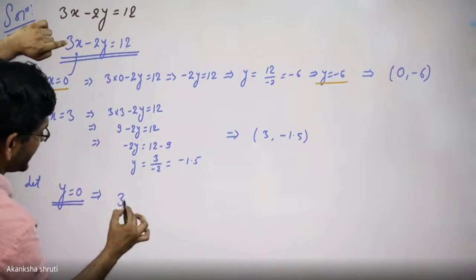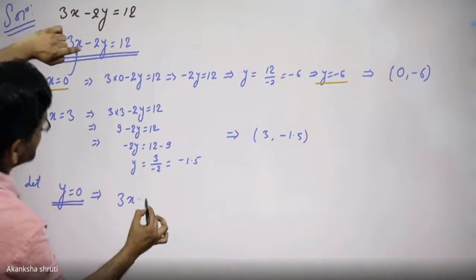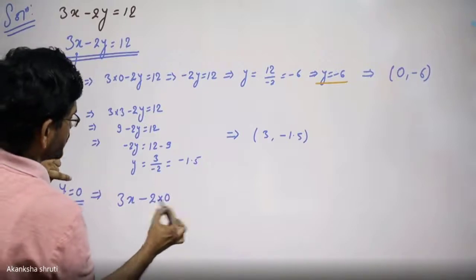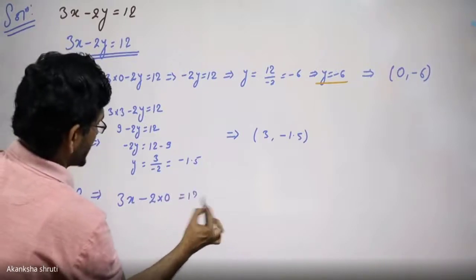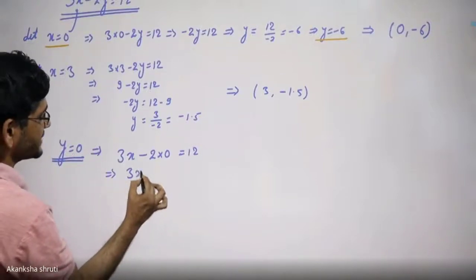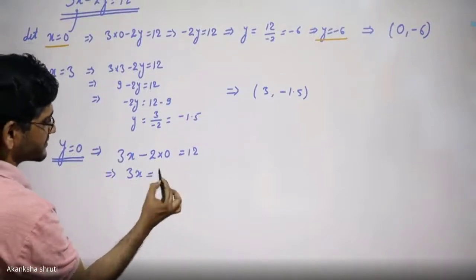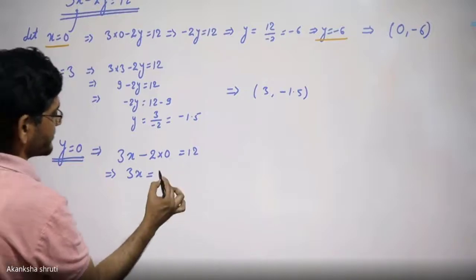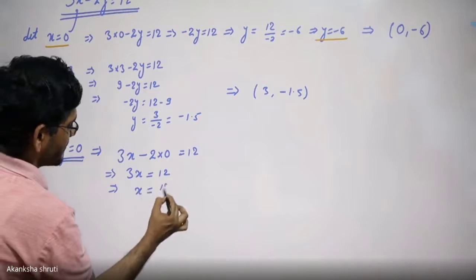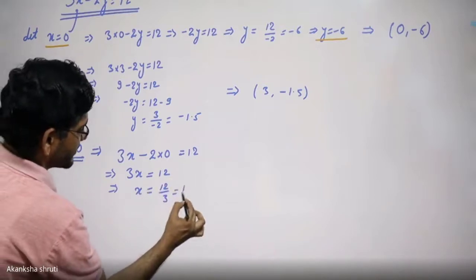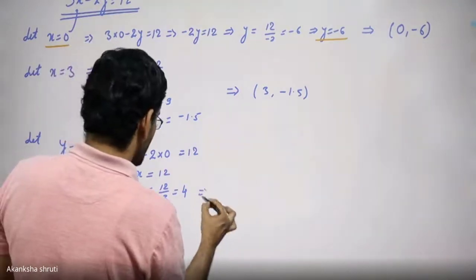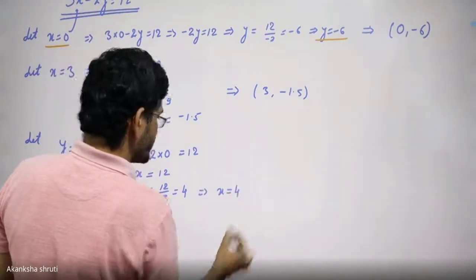Keep the 3x as it is, minus 2 times y, where y is 0, so 2 multiplied by 0, equals 12. From here it is 3x, minus 0 can be left, so it is 12. This implies x = 12 by 3, which is 4. Students, keep in mind, here we have obtained x = 4.